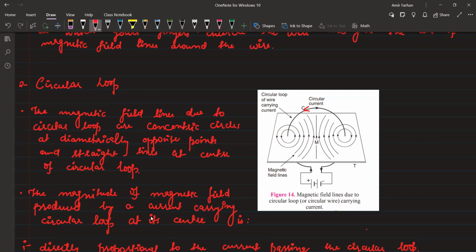Majority of the portion is deleted, like electromagnetic induction, electric motor, electric generator, everything is deleted. Only a very small portion is left. That's why this chapter is not that long and in depth. So in the last class, inshallah, we will be done with this chapter.